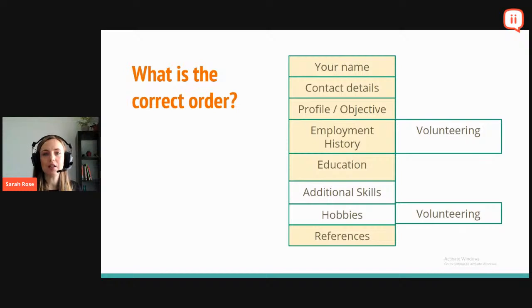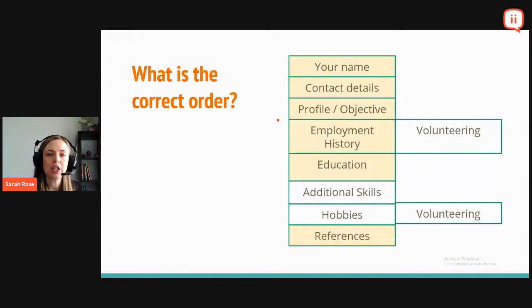So another reason that we might include volunteering in our employment history is when we are applying for a job in the charity sector. If you want to work for a charity like the Red Cross or UNICEF, then you might put your volunteering because it's really relevant and it shows that you are passionate about the cause. You are so passionate that you decided to volunteer. And then we can put it in the work history.